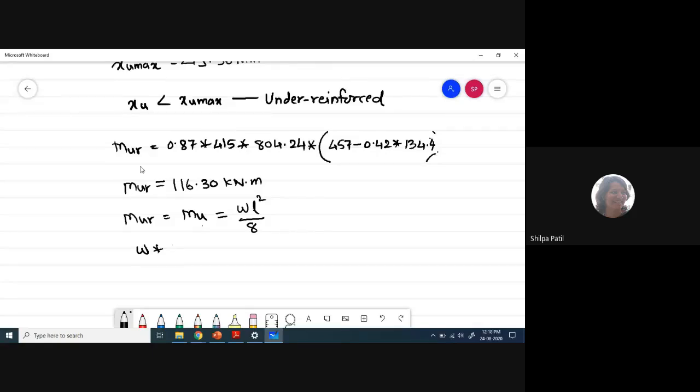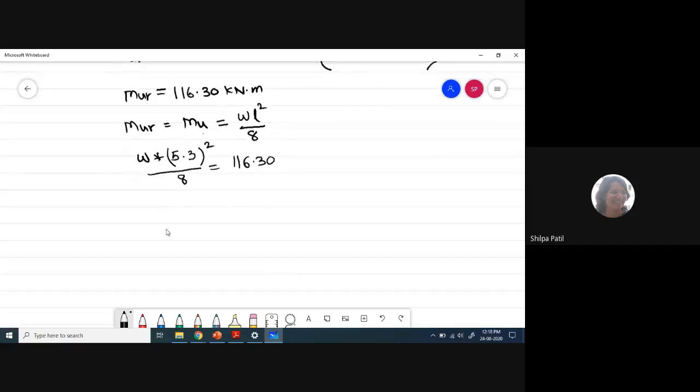The value is 5.3, na? Am I right? Yes, ma'am. W into 5.3 square divided by 8 is equal to 116.30. We have taken the unit as kilonewton meter, right? So W value you will get is 33.12 kilonewton per meter.